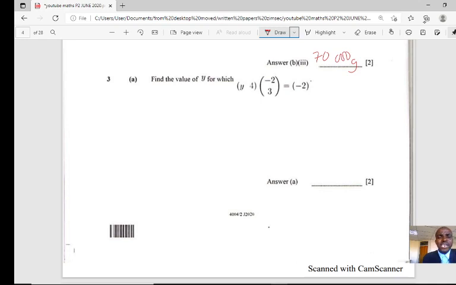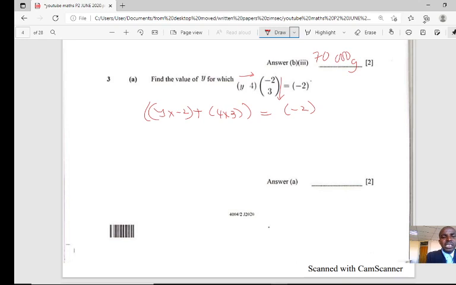Question number 3. These are matrices, right? Find the value of y for which those matrices multiplied by that one is equal to minus 2. So you have to simplify the left side first. There must be a single matrix on the left side. So let's multiply. It's row by column, remember? Row by column. So it's y times minus 2 plus 4 times 3, then is equal to minus 2.